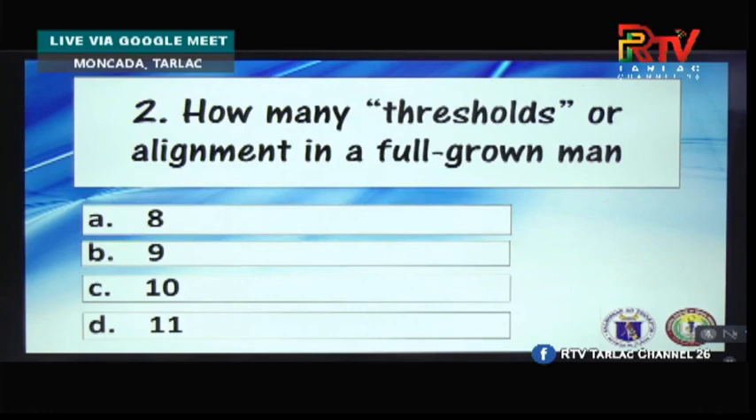Question number 2. How many thresholds or alignments are there in a full-grown man? A. 8. B. 9. C. 10. Or D. 11. Again, how many thresholds or alignments are there in a full-grown man? A. 8. B. 9. C. 10. Or D. 11.